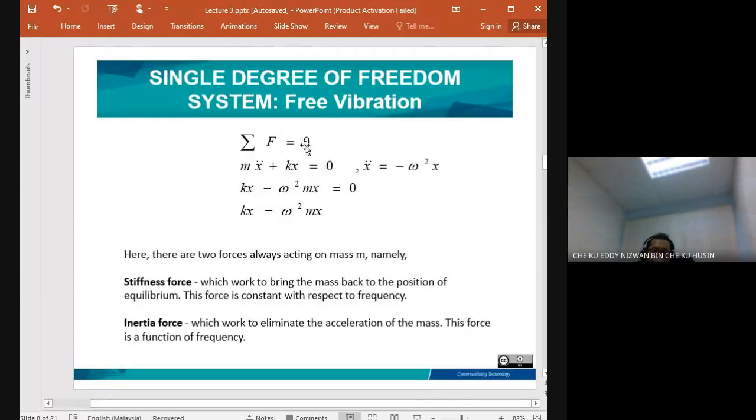From the previous derivation, the total force is equal to 0, and I found that m x double prime plus kx equals 0. So x double prime can be represented as minus omega square x. Substituting into this equation, we get this relationship. From this we can define the value for omega. Omega is equivalent to the square root of k over m.